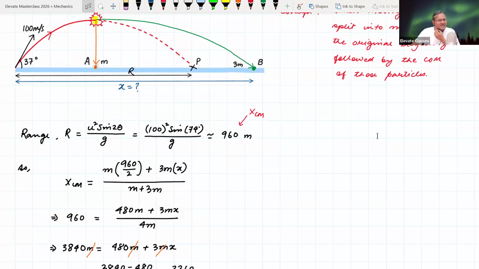हम कब लगा सकते हैं सेंटर ऑफ मास कॉन्सेप्ट? जब external force along a particular direction is 0. That's it. If external force along a particular direction is 0, center of mass's time derivative will be a constant of motion. तो अगर initially रेस्ट पे था, finally भी रेस्ट पे रहेगा.